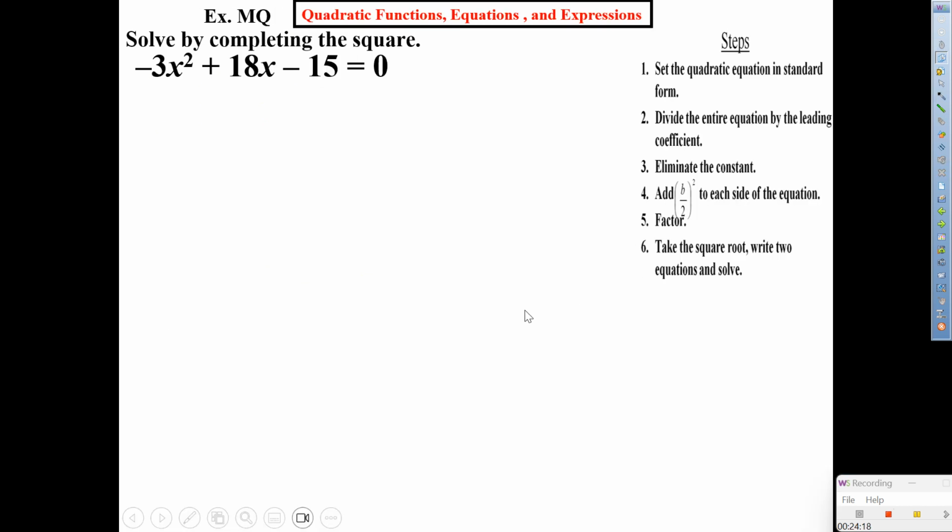Copy this one. Example mega cube. Negative 3x squared plus 18x minus 15 equal to 0. Follow the process and see how you do with that one. Copy and go.